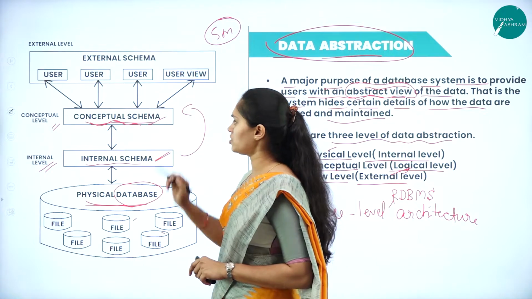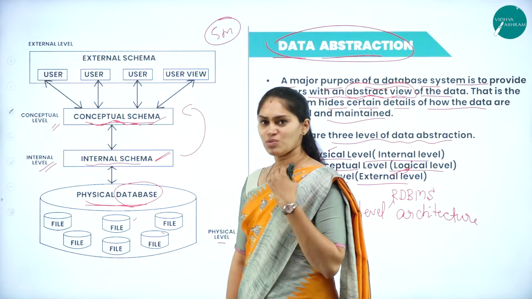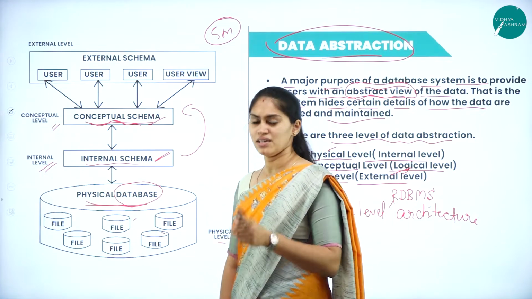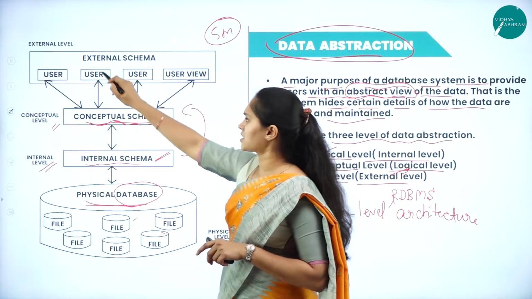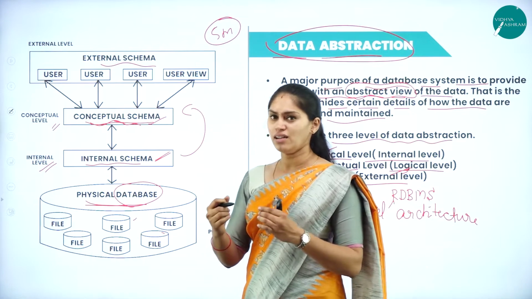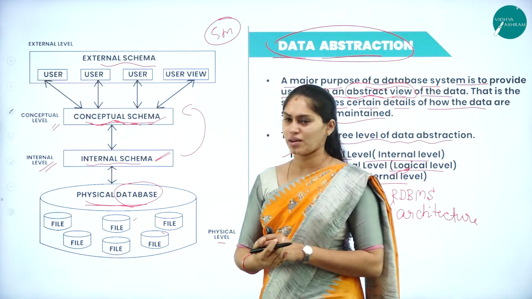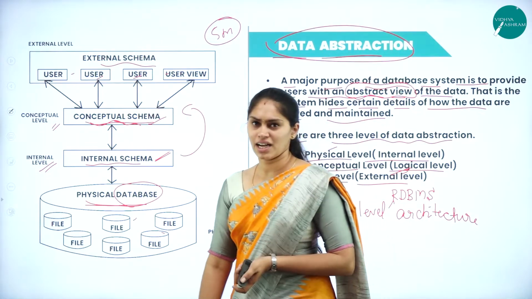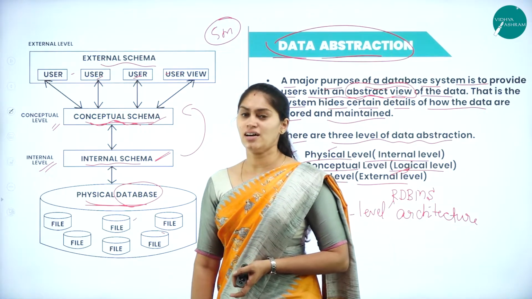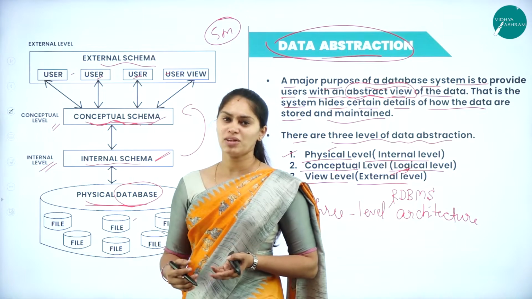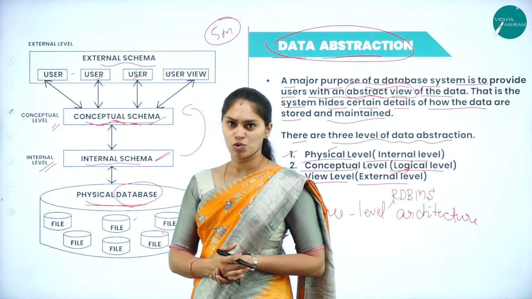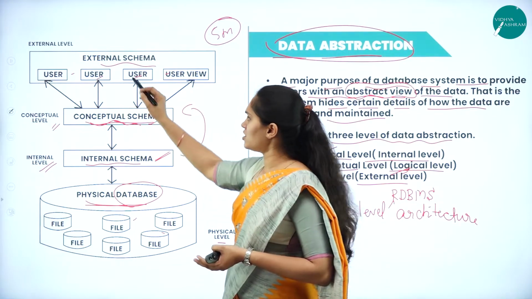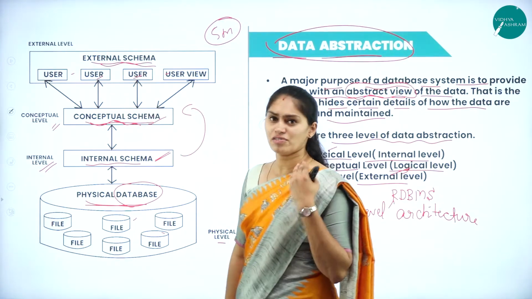So here, the conceptual schema will have a tool in order to access the content of the internal schema. When it comes to the external schema, it is the level which will be shown to the user. It will have multiple users, because as we all know, this database is a centralized database. So data will be shared with multiple users. For that purpose, we have multiple users here, and also this is the highest level of abstraction.